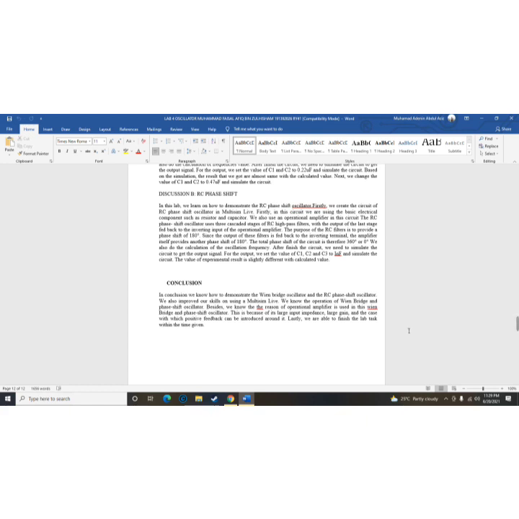We also improved our skills in using Multisim Live. We know the operation of the Wien bridge and phase shift oscillator. Besides, we know the reason the operational amplifier is used in this Wien bridge and phase shift oscillator. This is because of its large input impedance, large gain, and the fact that positive feedback can be introduced around it. Lastly, we are able to finish the lab task within the time given.